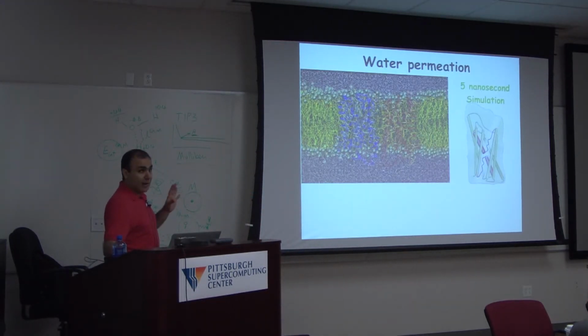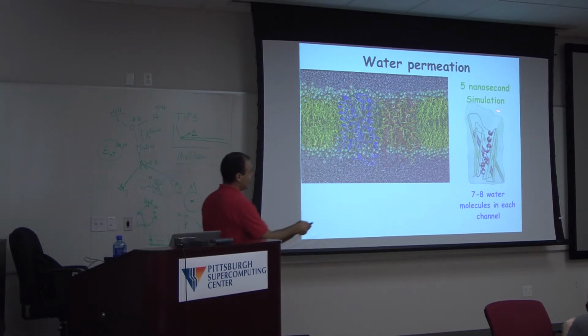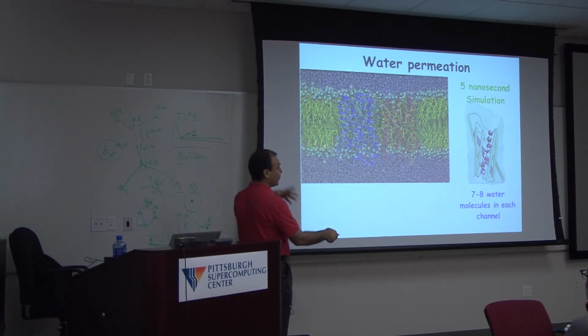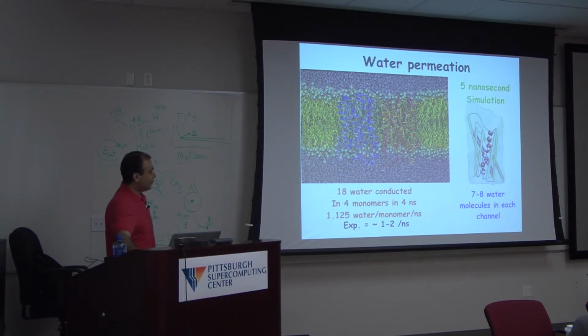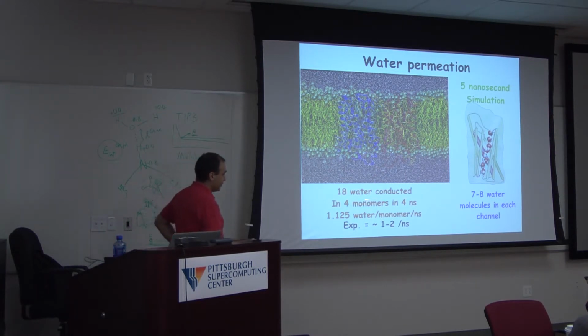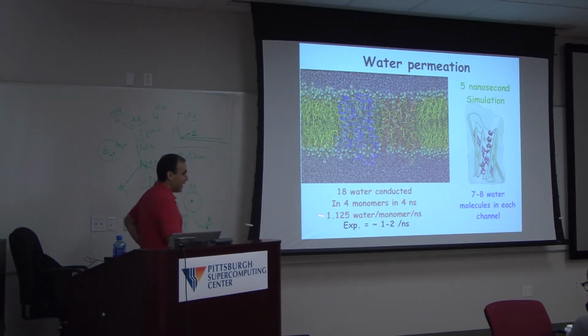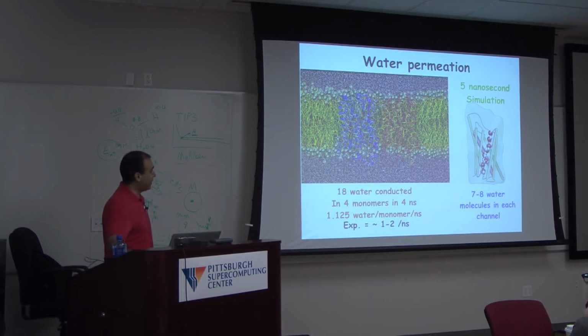So let me go to the last part of this, in which we are looking at water. If you remove the glycerol molecules completely, then the channel gets filled with water molecules very nicely in half a nanosecond. So we ran this 4 nanosecond production. If you remember, we had about 18 water molecules going all the way across the membrane. We calculated the conduction rate to be about 1 water per monomer per nanosecond, which matches experiments nicely.